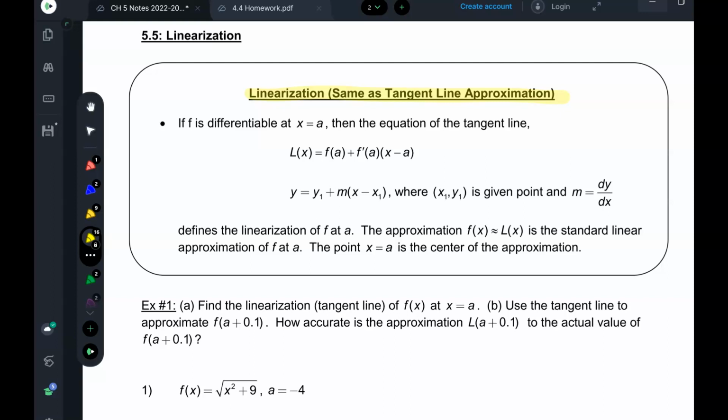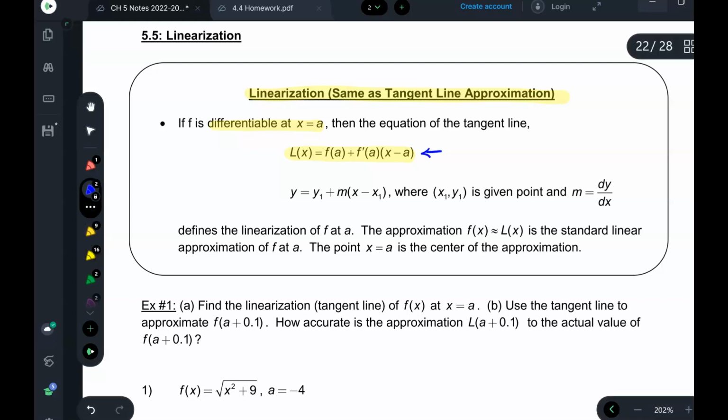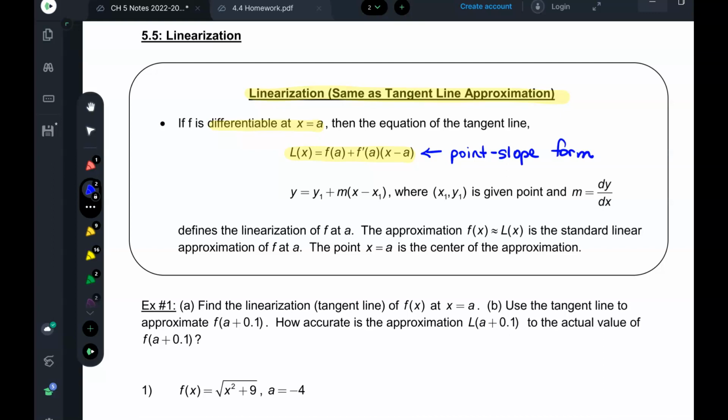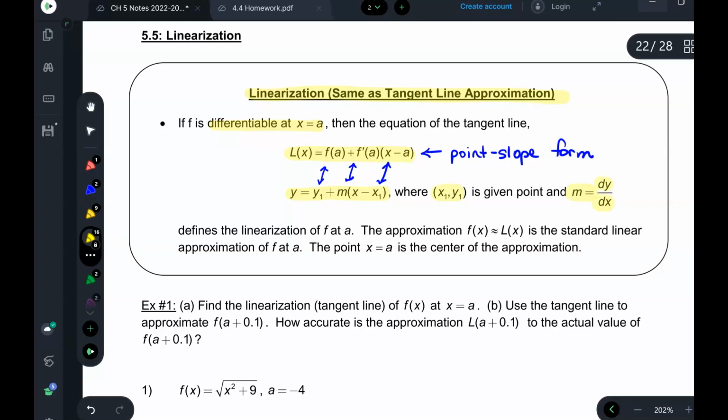So how does this work? First of all, we need to have a differentiable function, which means it has to be continuous, and it cannot have a corner, cusp, or a vertical tangent. So we have this L of x, meaning our linearization. It says f of a plus f prime of a times x minus a. Well, this is just point slope form. Underneath here it's written y equals y1 plus m times x minus x1. So imagine our f of a, that's our y1, our f prime of a, that's our slope, and x minus a, that's our x minus x1. So again, we have a point, our slope is dy dx, so we can find the equation of that tangent line to find an approximation that is close to that.